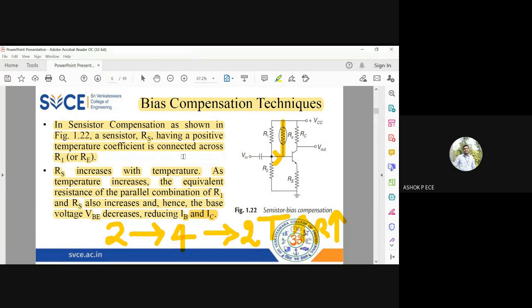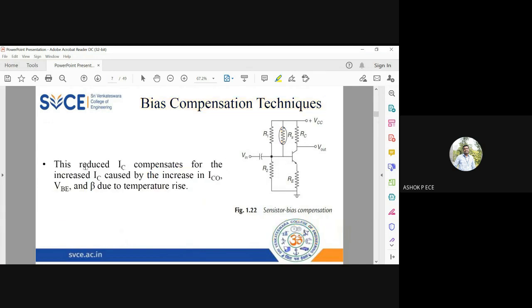The thermistor is a negative temperature coefficient device, which is connected across R2. The sensistor is a positive temperature coefficient device. It is connected across R1. So this reduced IC will compensate for the increase in IC0, VBE, and beta due to temperature rise. So whatever way your collector current is increasing, that much amount it will again reduce and come back to its original value, when it is increasing because of the variation in IC0, VBE, and beta.